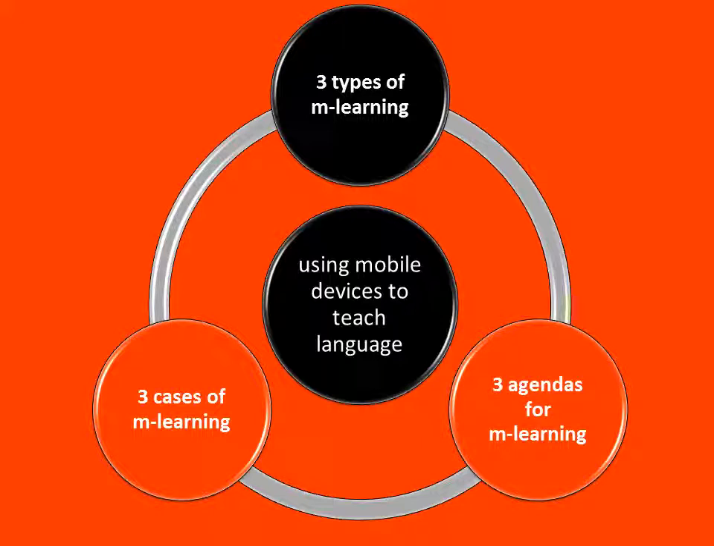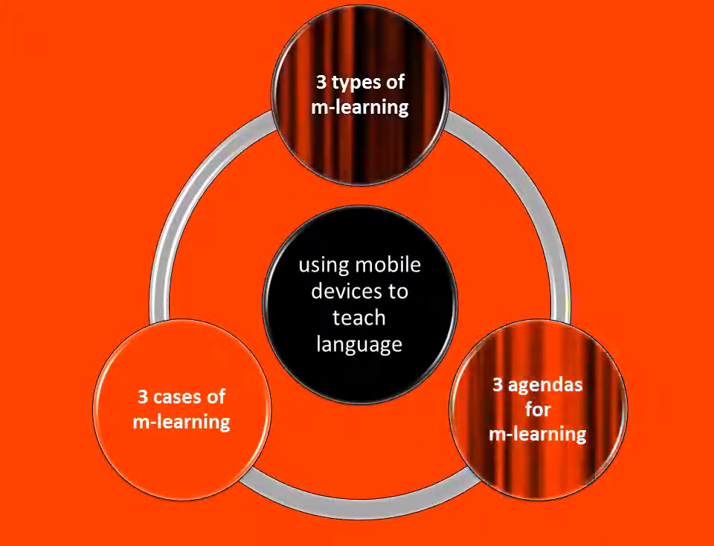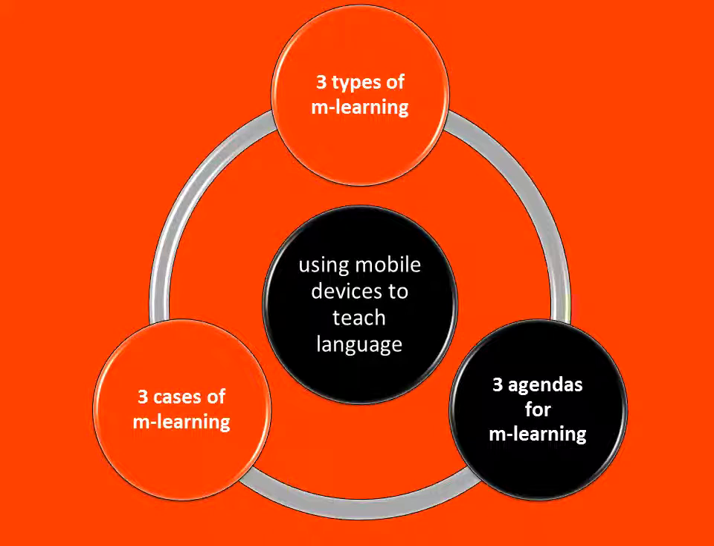We've now talked about three types of mobile learning and what they mean in terms of affordability and affordances. Let's now move on to look at three agendas for mobile learning that we see in evidence around the world, and we'll consider how they relate to affordability and affordances.